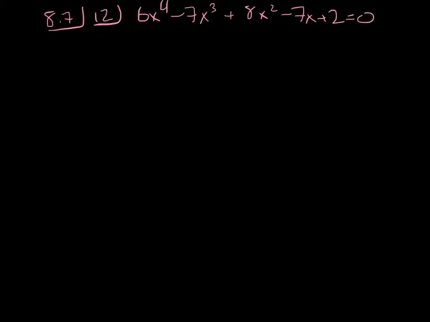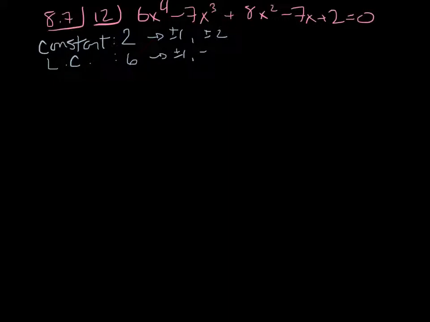Okay, so again, we want the constant. Okay, so my constant is 2. I want my leading coefficient. It's 6. I want the factors of those. Positive negative 1, positive negative 2. Positive negative 1, positive negative 2, positive negative 3, positive negative 6. Okay, so that gives me those. Now, I've got my possibilities. Constant factors over leading coefficient factors.